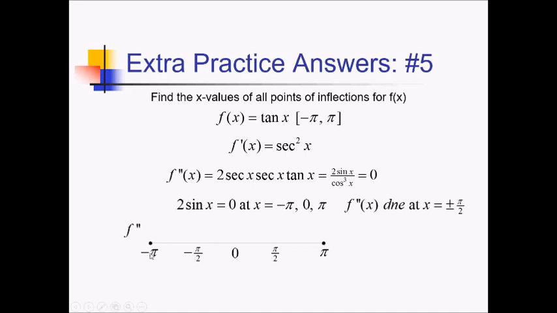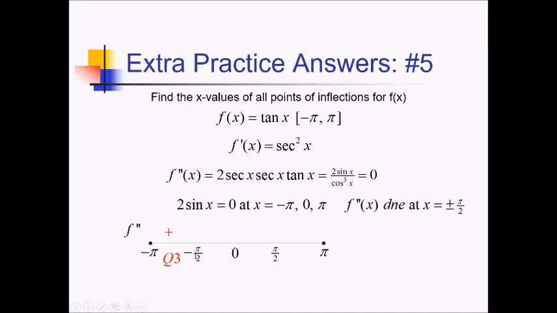From negative pi to negative pi over 2, that's basically the third quadrant. So if you plug something from the third quadrant into this version of f double prime, let's see what's going on there. In the third quadrant, sine is negative. Cosine is negative because you're to the left of the y-axis and below the x-axis. So that is 4 negatives, but that's going to give us a positive.